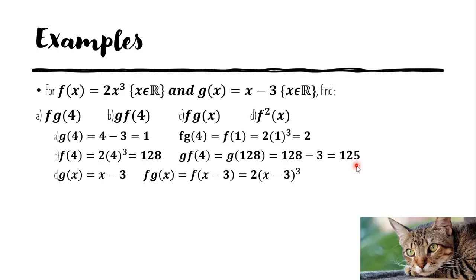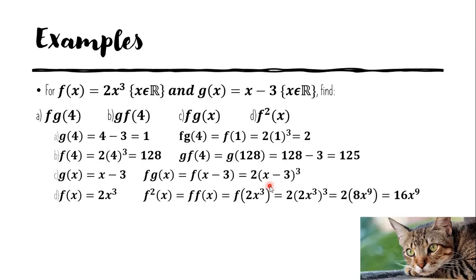Number c. So this is basically asking what is the composite function. So remember, you're putting g(x) into f(x) here. So g(x) is x minus 3. So to put that into f(x), we're going to replace all the x's in f(x) with x minus 3. So that leaves us with 2 lots of (x - 3) all cubed, like this. You could expand it, but you don't need to. That is a perfectly suitable way to write the function.